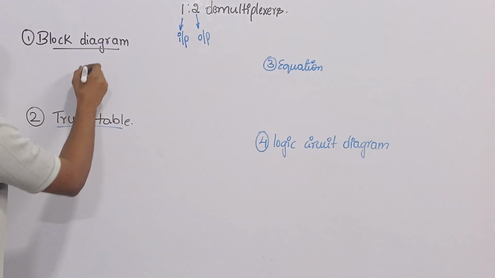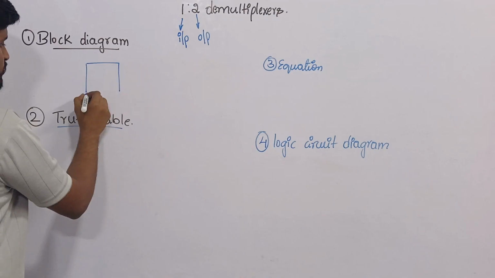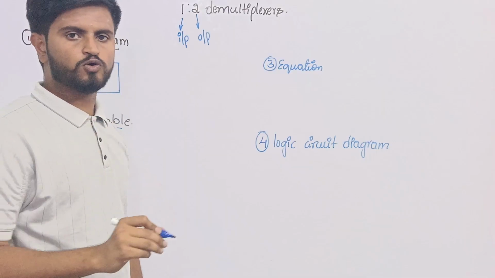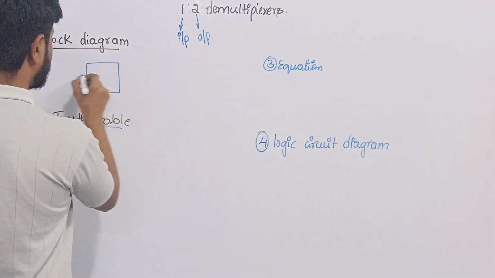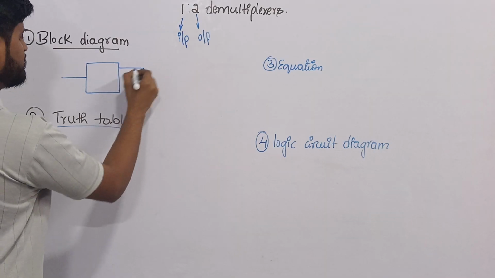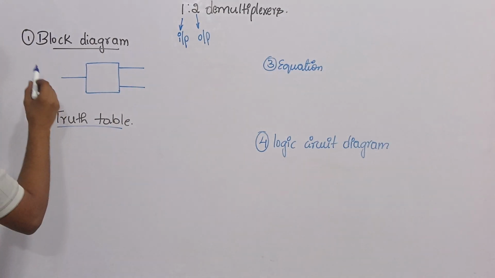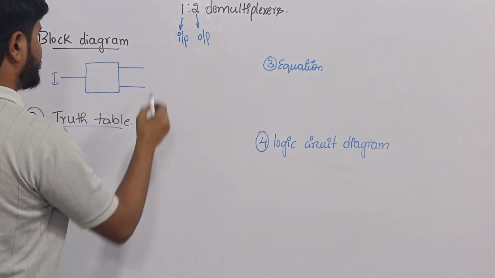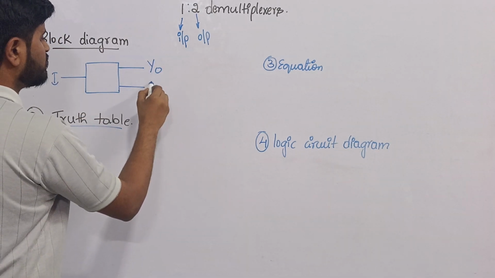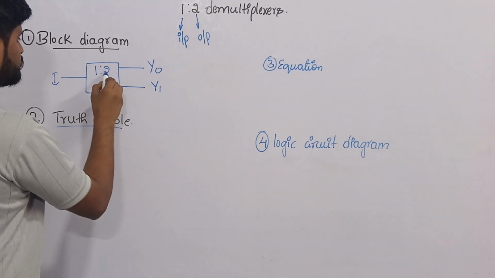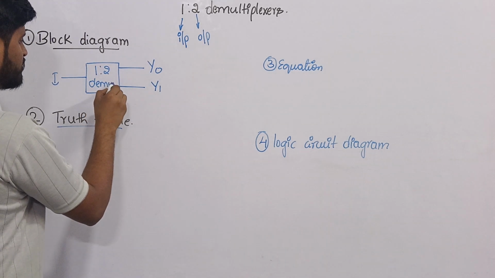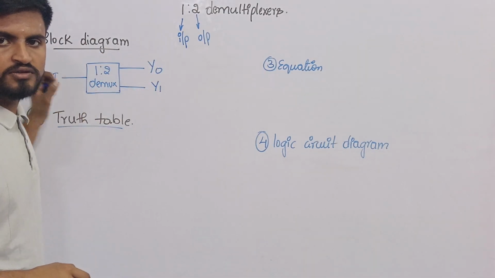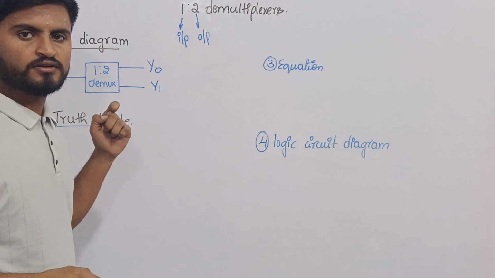Now let's represent their block diagram. In the block diagram, we will just represent what the inputs and what the outputs are in the circuit. So we have only one input and two outputs. Let me call the input I1, or you can call it input I, and let me call the outputs Y0 and Y1. This is the 1:2 DEMUX.